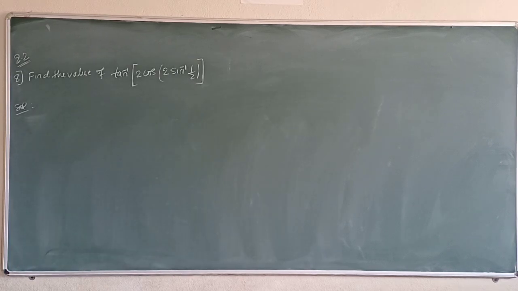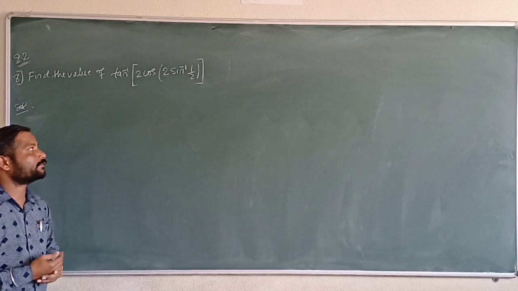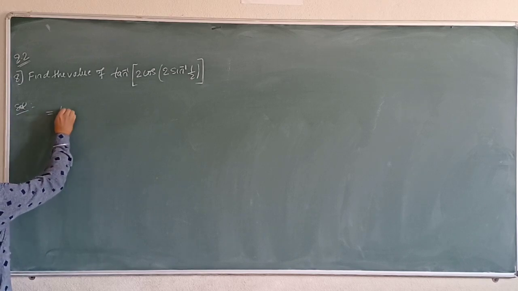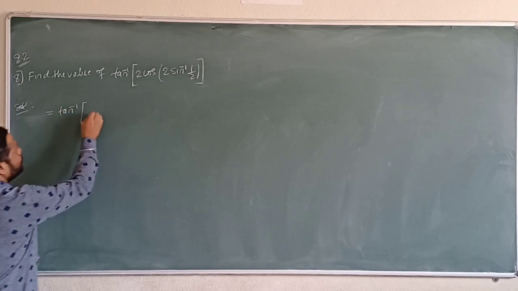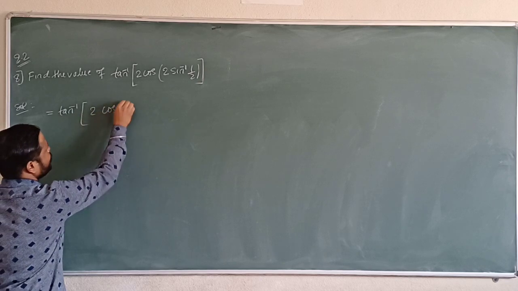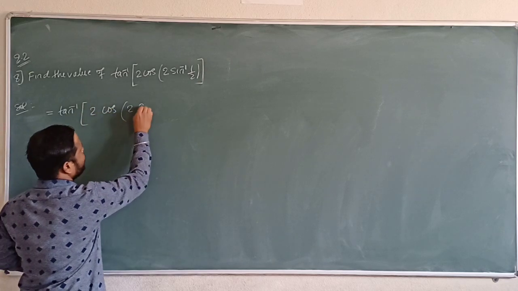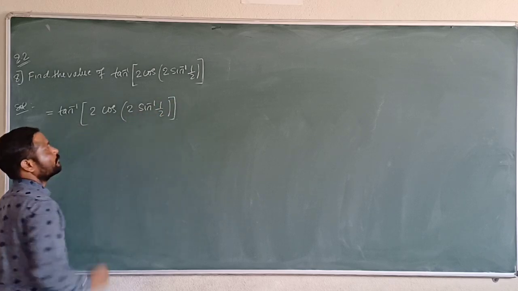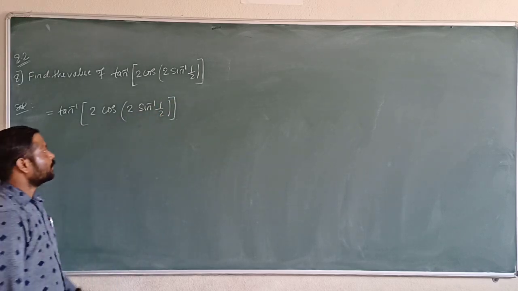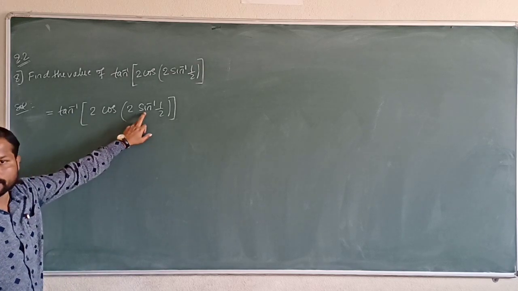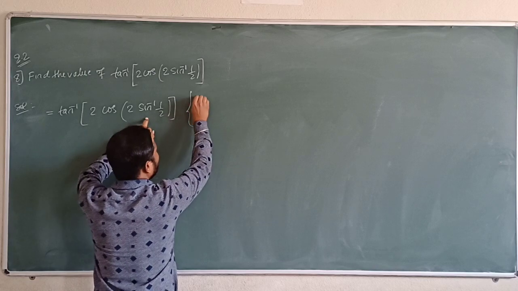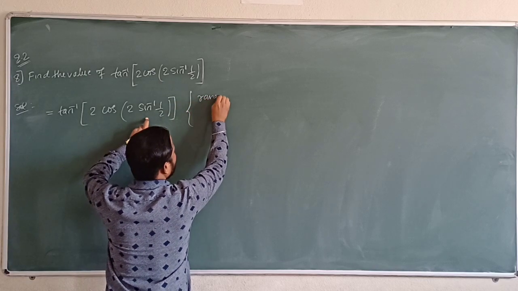Right. Question number 8. Find the value of tan inverse of 2 cos of 2 sin inverse of 1 by 2. Take the question again: tan inverse of 2 cos of 2 sin inverse of 1 by 2. We have to convert the value. They are given the sin inverse value.